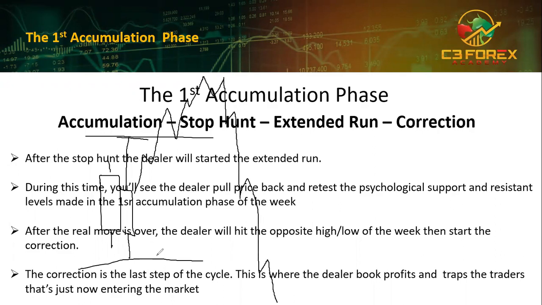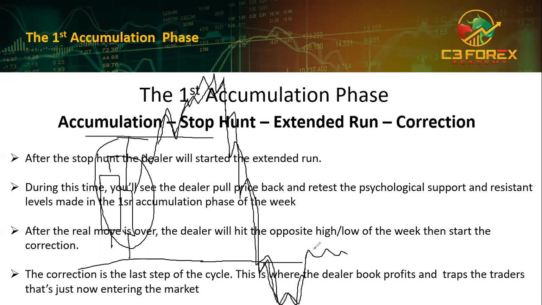Okay? Draw these lines throughout the whole week. They broke the low, came back to retest and drop, then they will correct back into the range. So you have your accumulation, stop hunt high towards the high of the week, extended run towards the low of the week, and your correction.